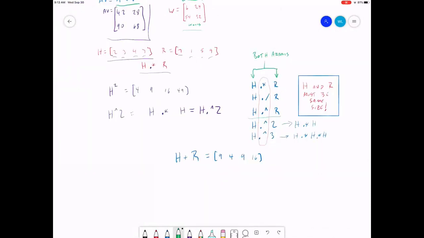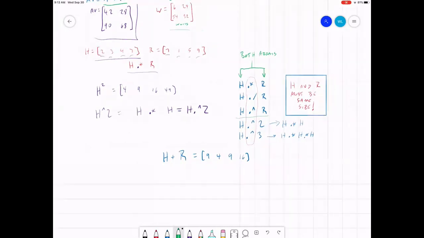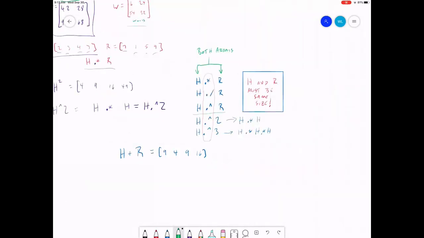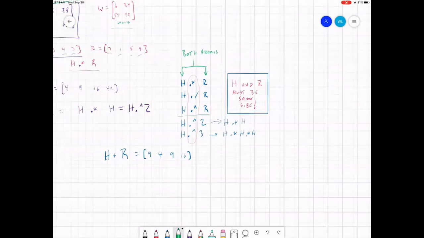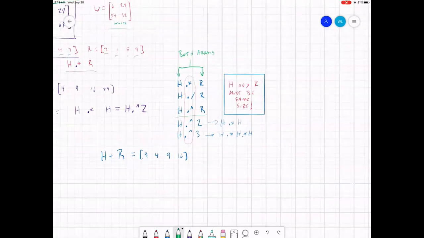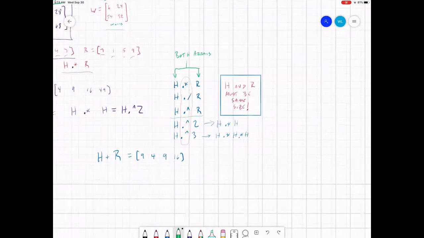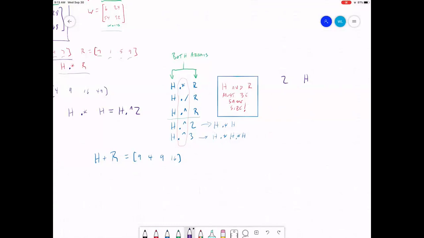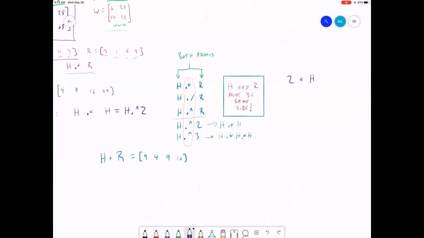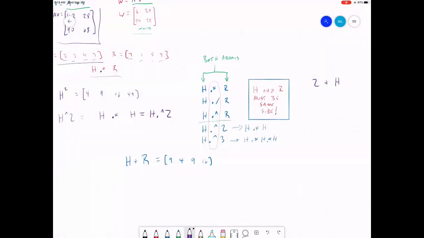You also don't need the dot operator if you're multiplying a matrix by a scalar. So if you're doing something like 2 times h, that's going to work without a dot operator, because that's just going to take each element in h, 2, 3, 4, and 7, and multiply it by 2. So it'll give you 4, 6, 8, and 14. And that'll work without a dot operator. Again, you can use a dot operator, and it won't change anything. It'll still work, but you don't need it.